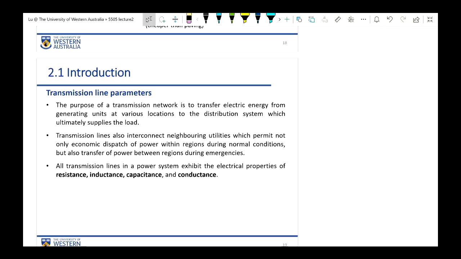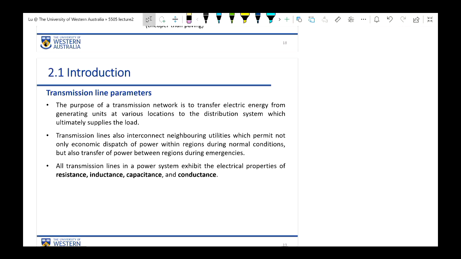Finally, all transmission lines in a power system exhibit the electrical properties of resistance, inductance, capacitance, and conductance. Everyone, please notice all these four terms are very important for our study. We are going to investigate these four terms very soon. The resistance is mostly because of the metal materials used in the cables. When the current flows through them, the particles in the materials try to resist the current. From our view, this can be treated as the resistance of the materials. For different materials, the resistance will be different.